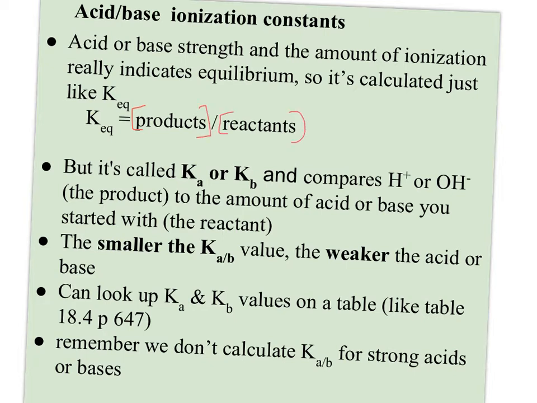So the bigger Ka or Kb gets, the more it dissociates. The smaller, the less it dissociates, and the weaker it is. And you can look up Ka and Kb values on a table, like table 18.4 on page 647. Or you can calculate them. But remember, we don't calculate Ka or Kb for strong acids or bases.